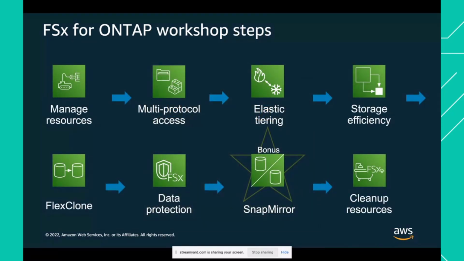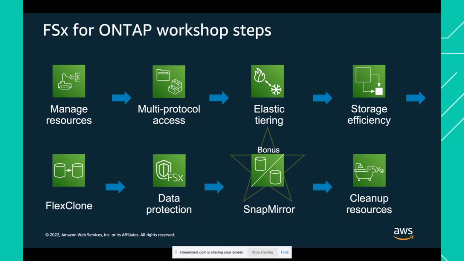This workshop has a number of steps that we're going to be going through. We're going to walk through managing some of the resources within FSx for NetApp ONTAP. Multi-protocol access: we'll step through each of these steps as we access the same file system from both the Linux EC2 instance as well as a Windows EC2 instance. We'll look at elastic tiering, storage efficiencies, FlexClone, data protection. And if we have time, we're going to get into SnapMirror.